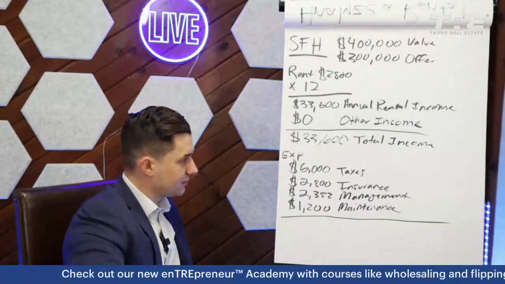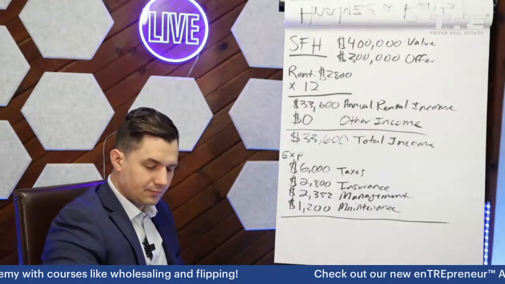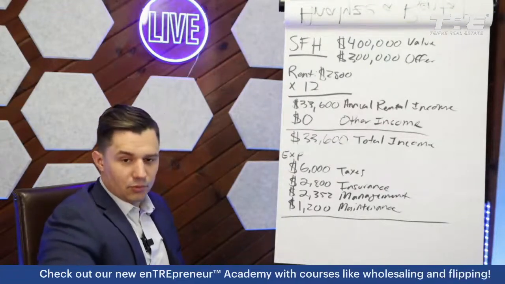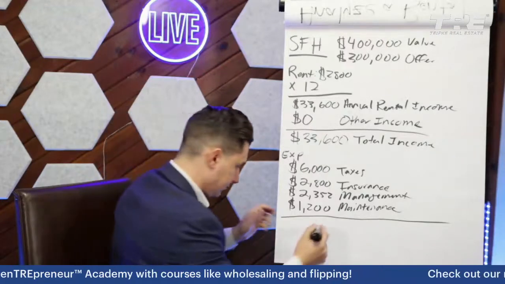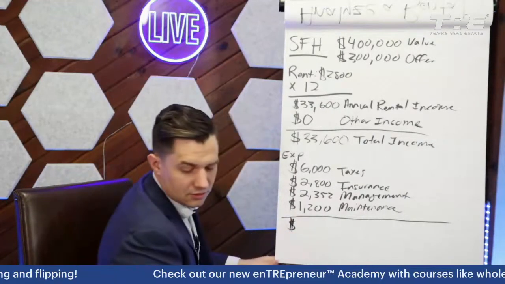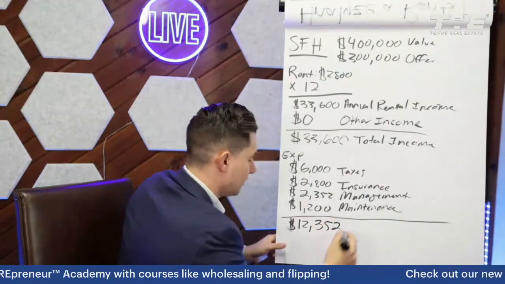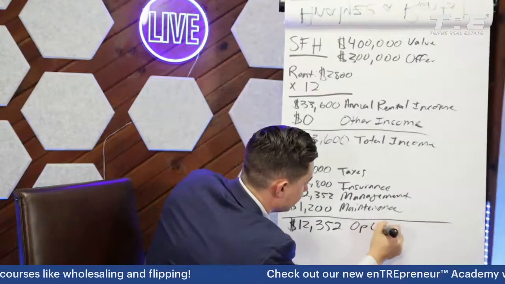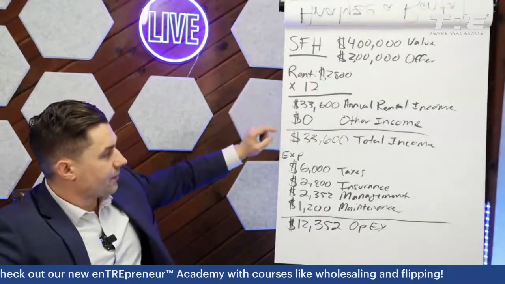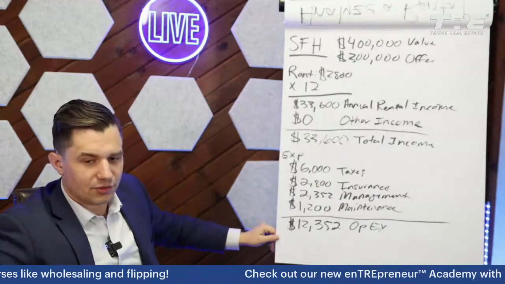So what's our total expenses? We got 6,000 plus 2,800 plus 2,352 plus 1,200. What's our total operating expenses? Do the math. Quick math. What are they? $12,352. Expense. OpEx. Operating expenses. All right. So our total income is $33,600. Our total operating expenses are $12,352.